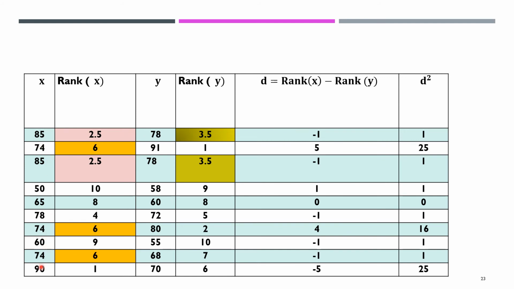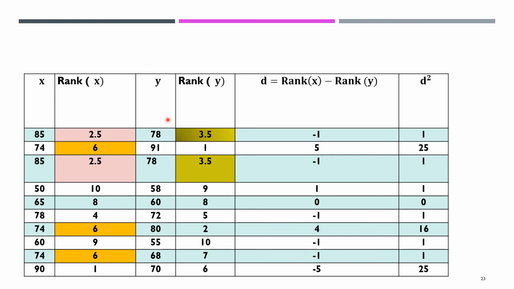74 is repeated 3 times, so M2 is equal to 3. Here 78 is repeated 2 times, so M3 is equal to 2. So M1 is 2, M2 is 3, and M3 is 2. N is equal to the last rank, that is 10th here, so N is equal to 10.